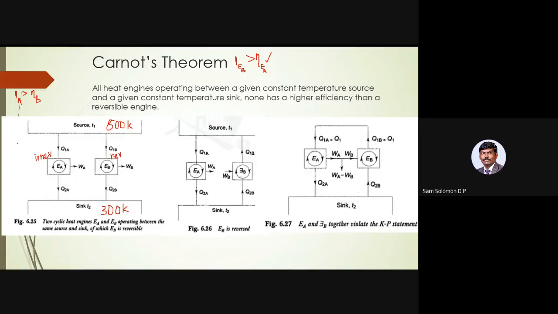We know the definition of efficiency. Efficiency is work done divided by heat supplied. So for engine A, work done W_A divided by heat supplied Q1A should be greater than the work done by engine B divided by Q1B. I have just written the formula for the definition of efficiency.